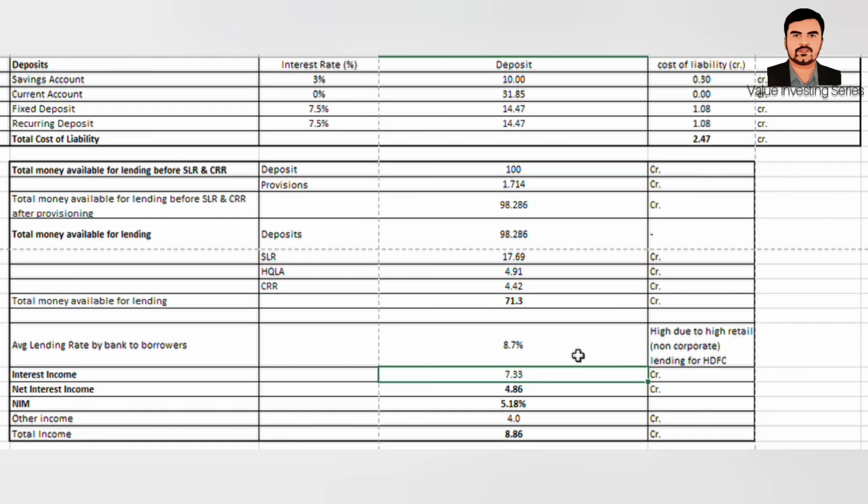And the interest income, if you see directly, we have taken it from various interest. So SLR as HQLA has got various interest rates which are mentioned above, and CRR doesn't have any interest rate which is to be given to the bank, so it doesn't fetch any interest, so that is why it is not considered. Then the total 71.3 lakhs which is available has got an 8.7% interest rate, because they are lending to various borrowers. So that return total is 7.33, which is the interest income, out of which the net interest income will be interest income minus the cost of liability. So 7.33 minus 2.47 will fetch you 4.86.